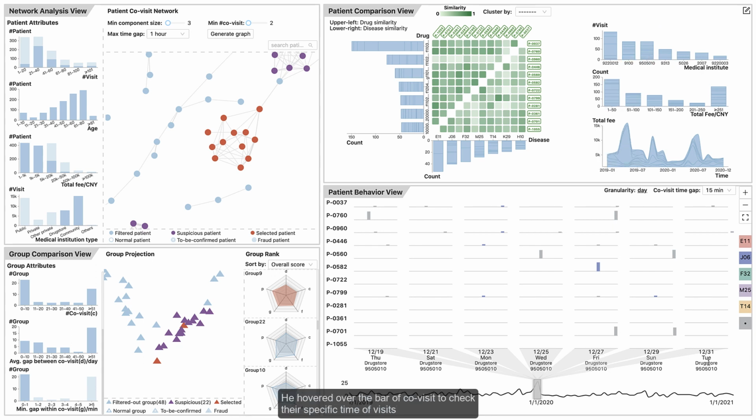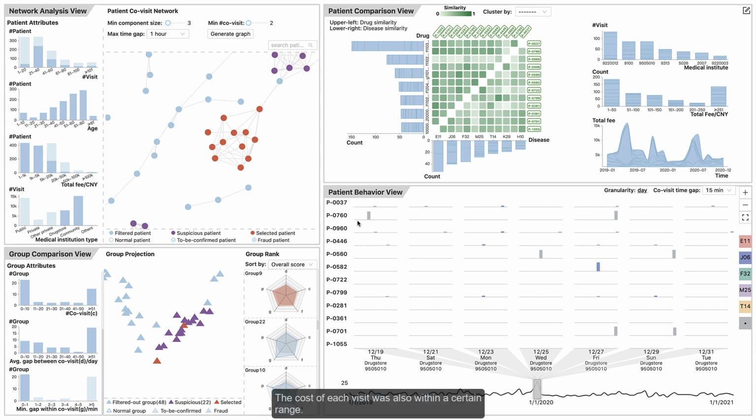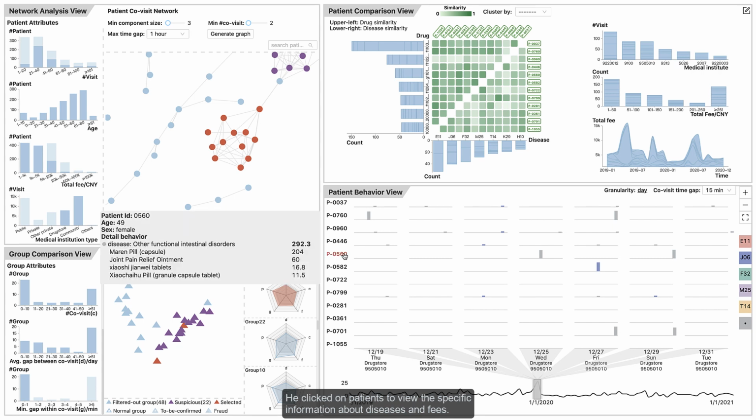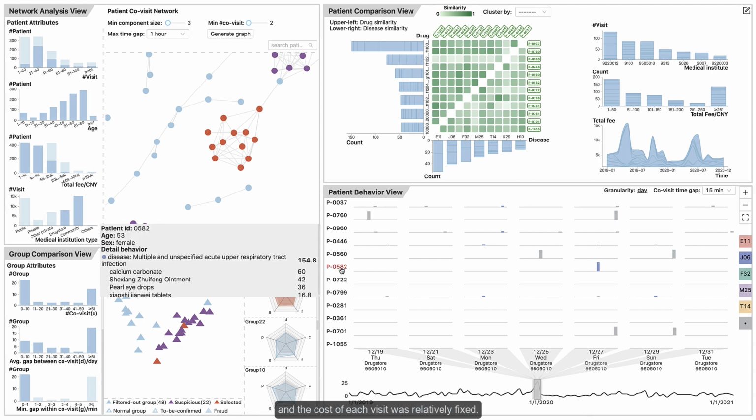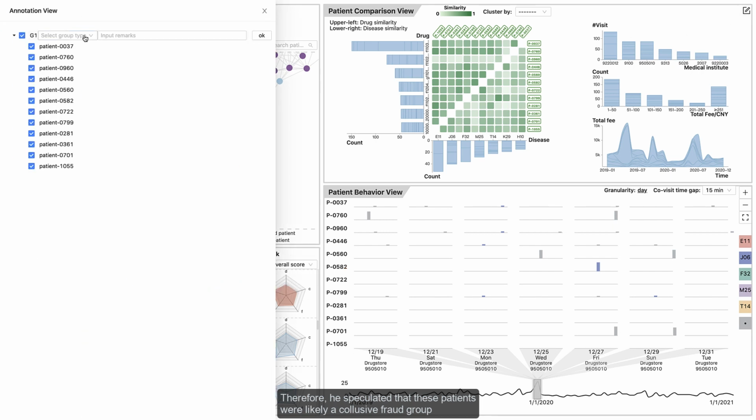He hovered over the bar of co-visit to check the specific time of visits and found that their time of medicine purchase was very close, and many times within 1 minute. The cost of each visit was also within a certain range. He clicked on patients to view the specific information about diseases and fees. Results showed that all the diseases have no specific digestivity and are messy, and the cost of each visit was relatively fixed. Therefore, he speculated that these patients were likely a collusive fraud group and tagged with the corresponding labels.